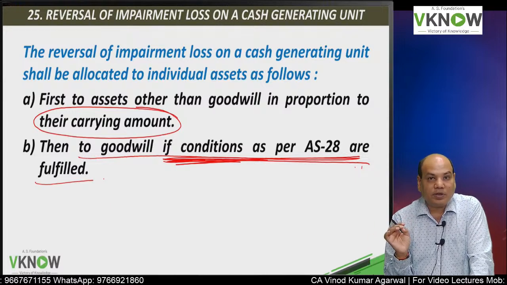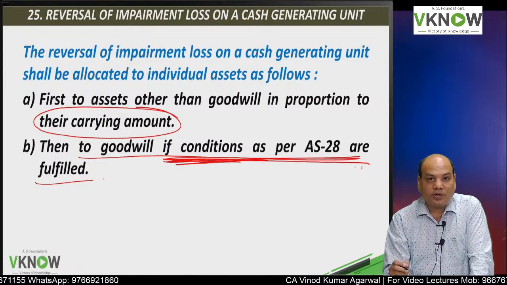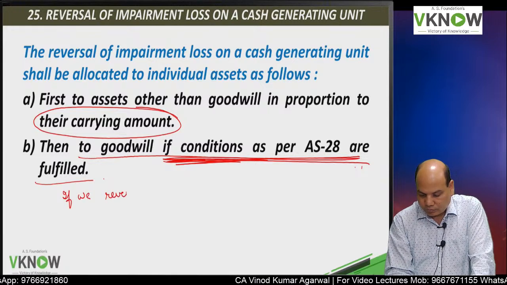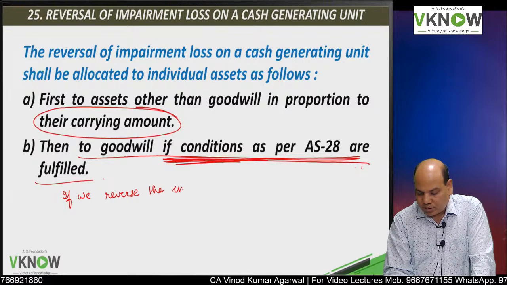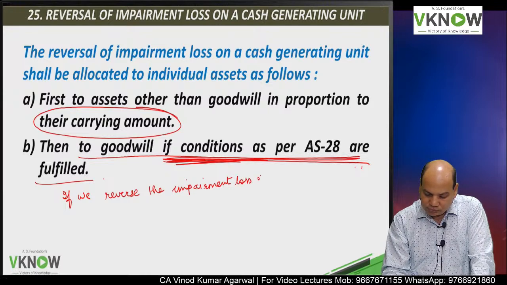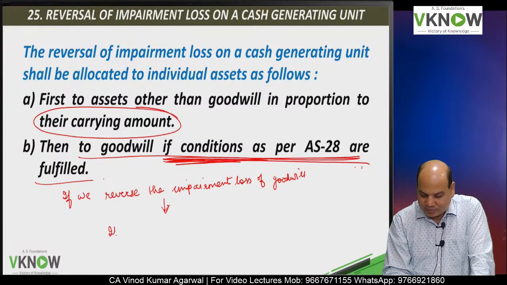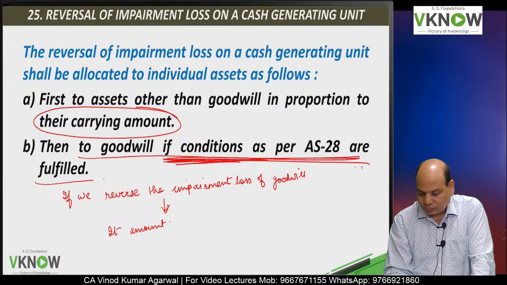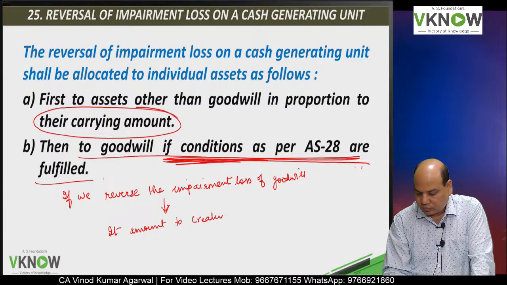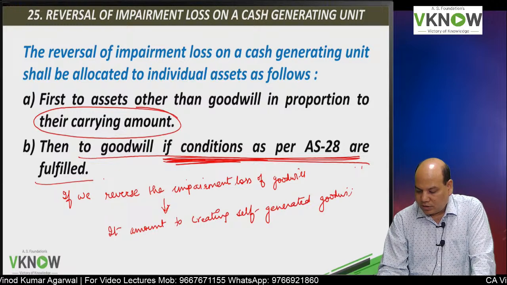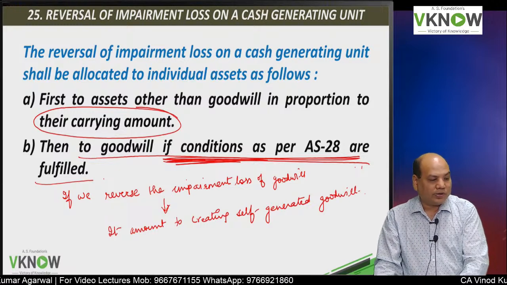Sir, why don't we reverse the impairment loss of goodwill? Because if we reverse the impairment loss of goodwill, what does it mean? It amounts to creating self-generated goodwill. That means again the goodwill of the company has increased. So you are trying to record self-generated goodwill.